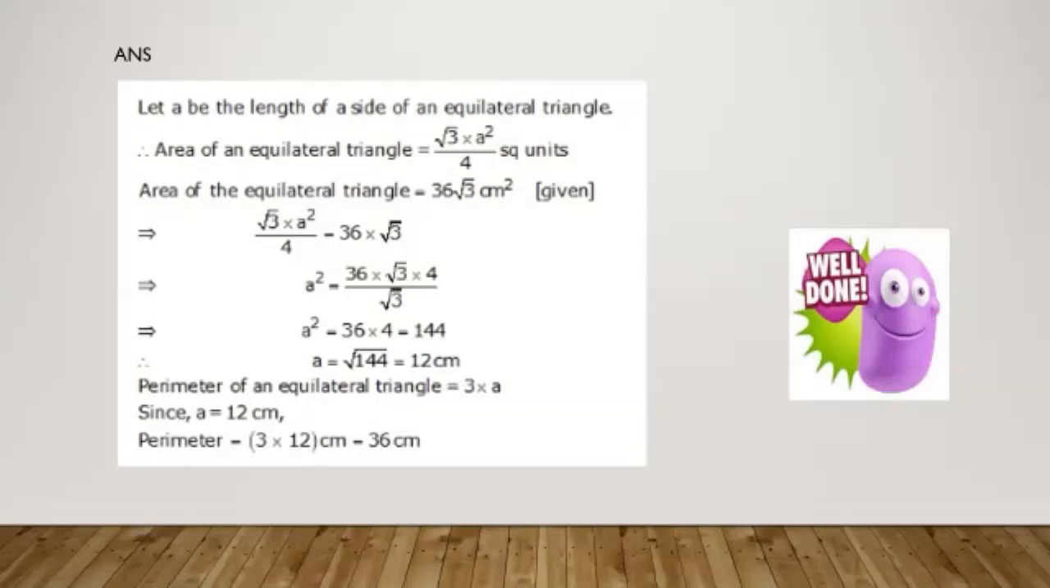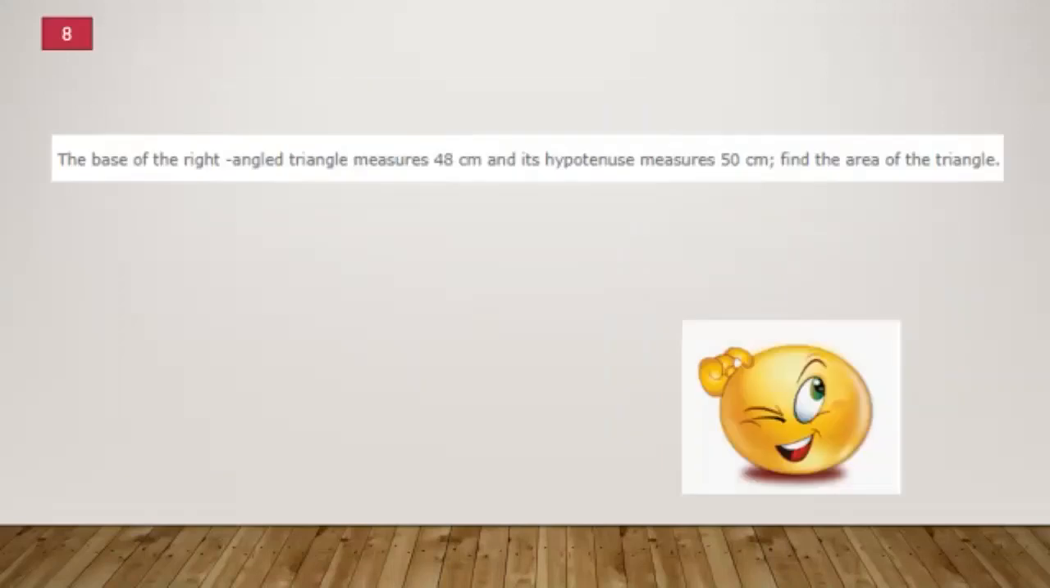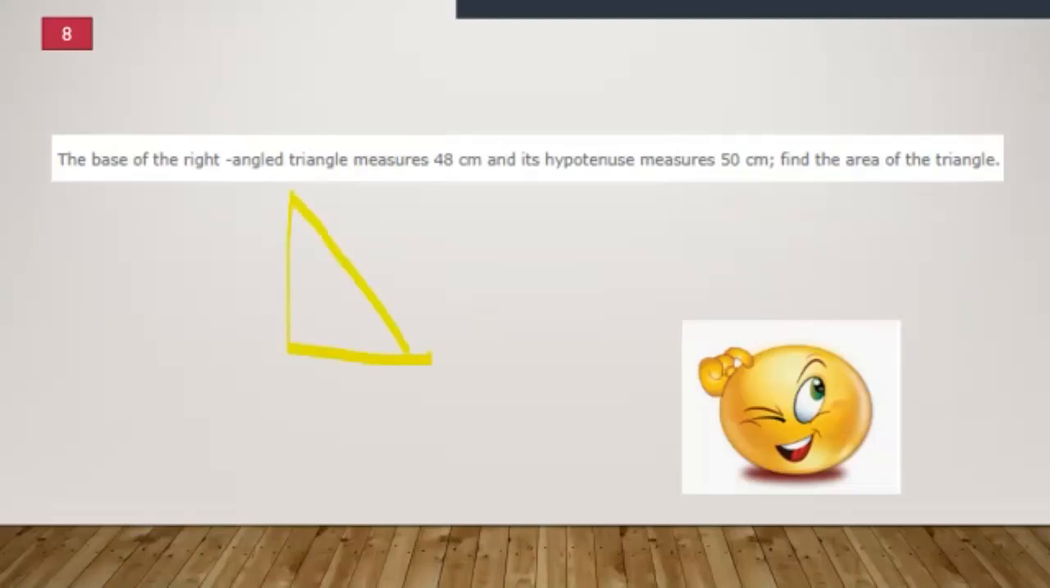Fine. Moving ahead to the next slide. Take this down. The base of a right angle triangle measures 48 centimeters. The hypotenuse measures 50 centimeters. The question is to find the area.